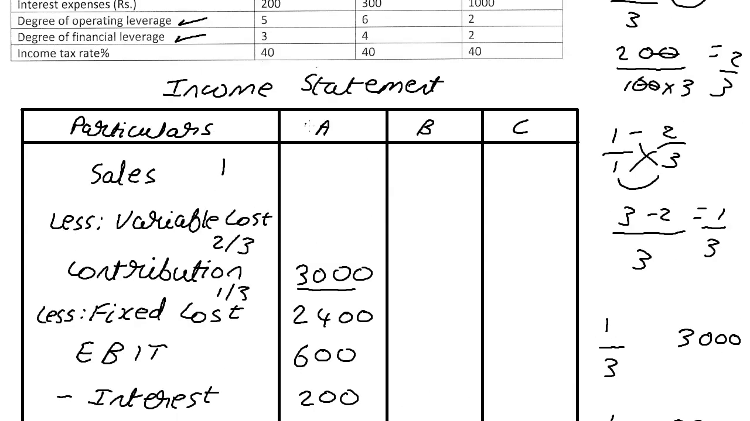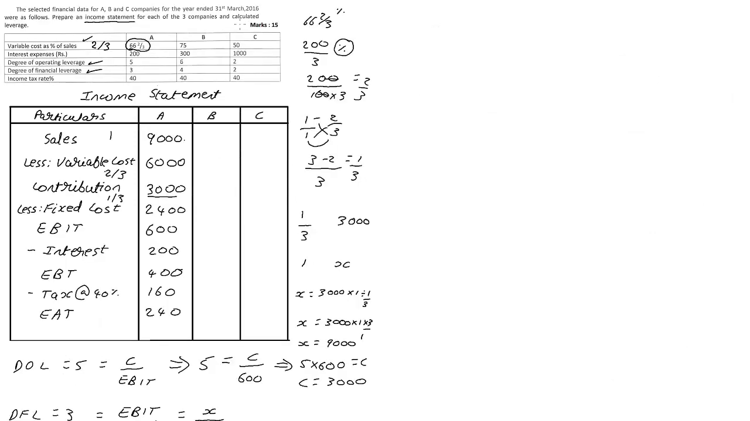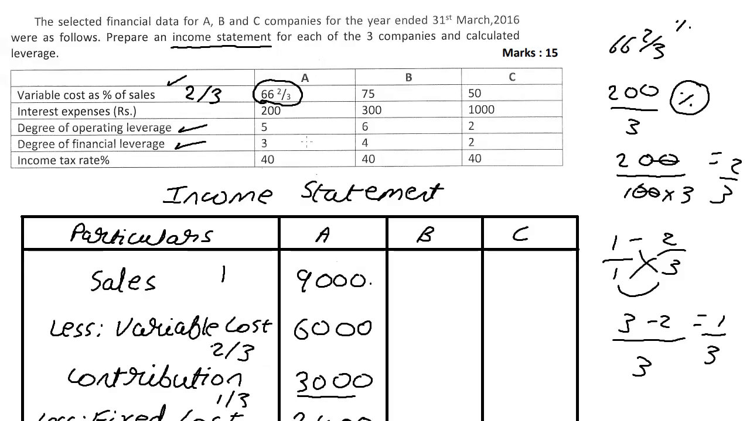And that is what I'm going to take here. Now you can cross multiply again to get 2 by 3, or simply multiply 2 by 3 into this number, or simply subtract. Either way, you're going to get the same answer, which is 6000. So with that, I have finished the income statement for A, and you have to follow exactly the same procedure for B and C.